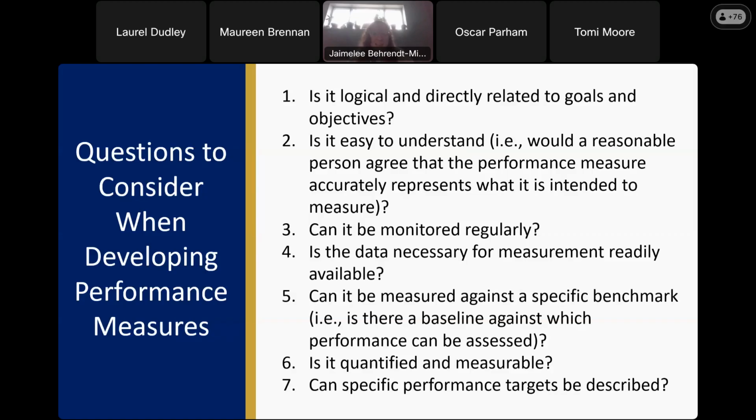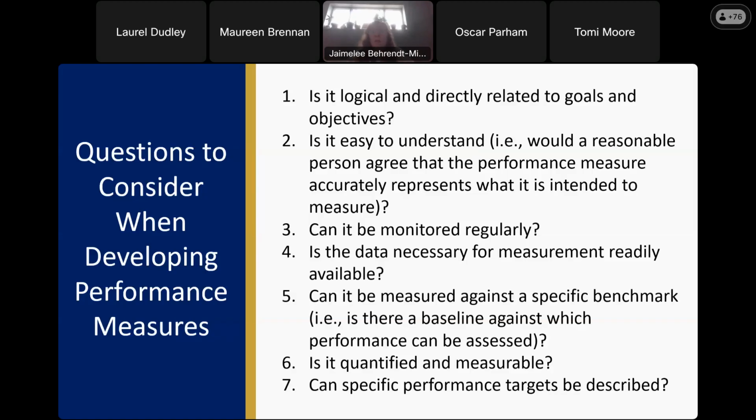Is the data necessary for measurement readily available, right? Are you already collecting it? Is it something that you'll be able to easily establish? That way you can collect these data going forward to be able to track whether or not you're meeting these performance measures. Also thinking about whether it can be measured against a specific base or benchmark, right?